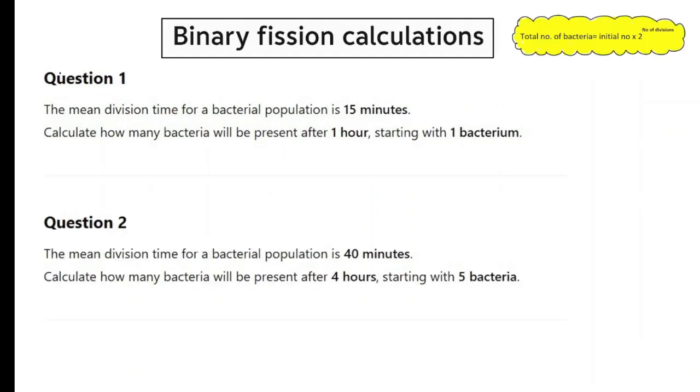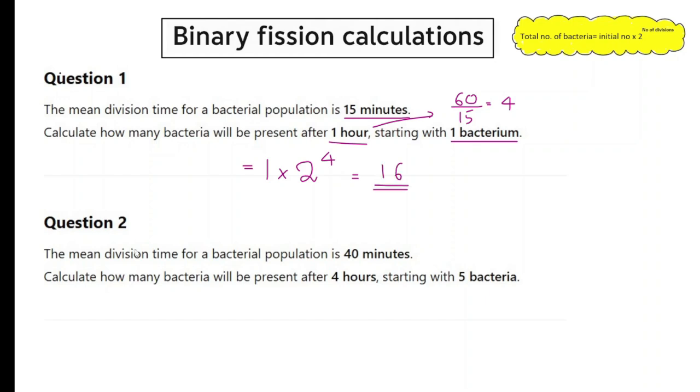Here are 2 questions for you to try. The mean division time for a bacterial population is 15 minutes. Calculate how many bacteria will be present after 1 hour, starting with 1 bacterium. So the total number of bacteria, the initial number is 1 multiplied by 2 to the power of, so 1 hour is 60 minutes. Divided by 15, I know there will be 4 divisions. So 1 times 2 to the power of 4, which is 16.